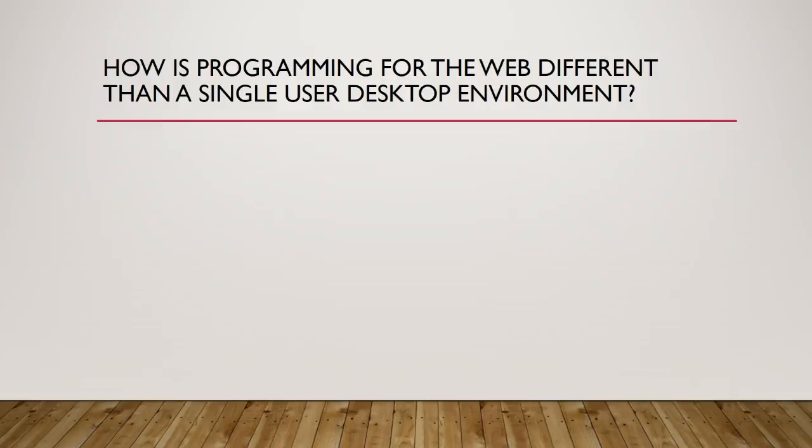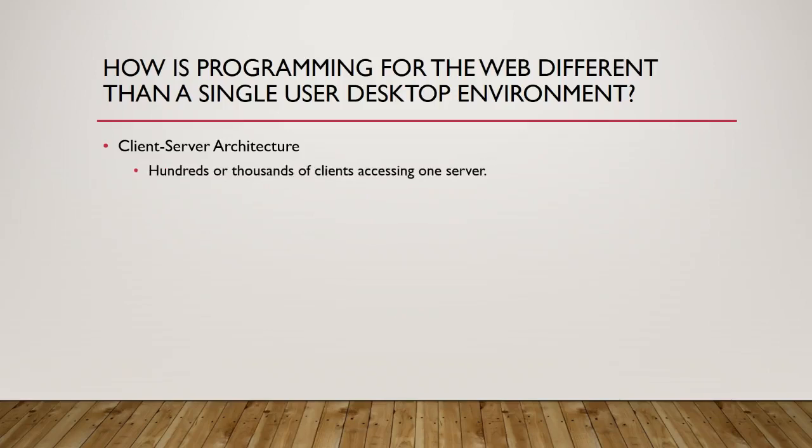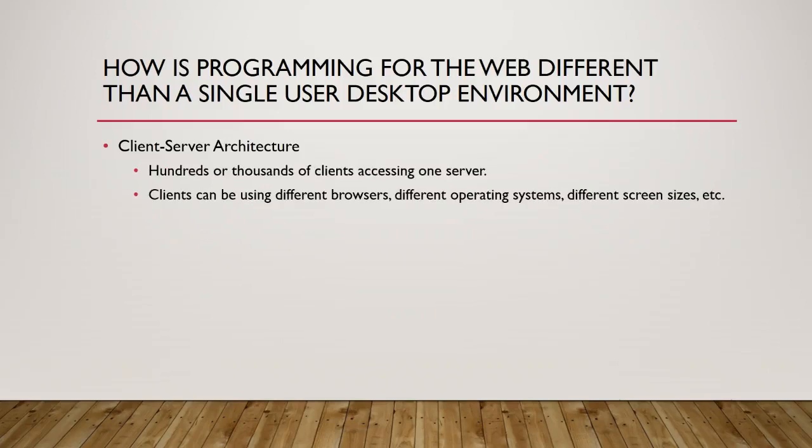So we're going to jump right in and talk about how programming for the web is different than programming for a single-user desktop environment. The term client-server refers to a type of computer architecture where you have multiple clients accessing one server. There can be hundreds, thousands, possibly even millions, many, many clients accessing one server. Clients can be using different browsers, different operating systems, different screen sizes, etc. It might be a computer, it might be a phone, it might be a tablet.